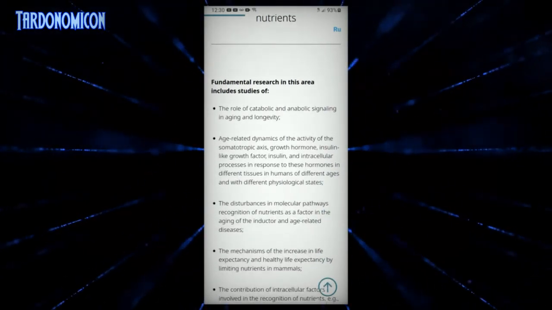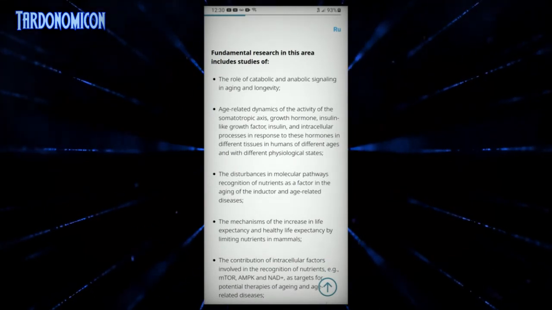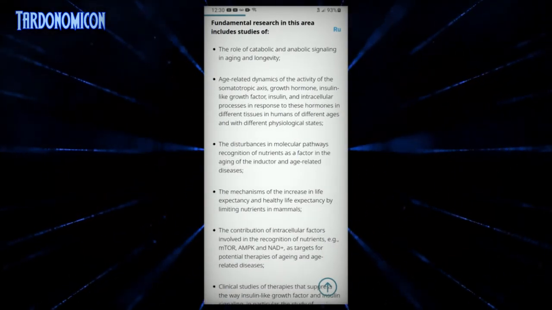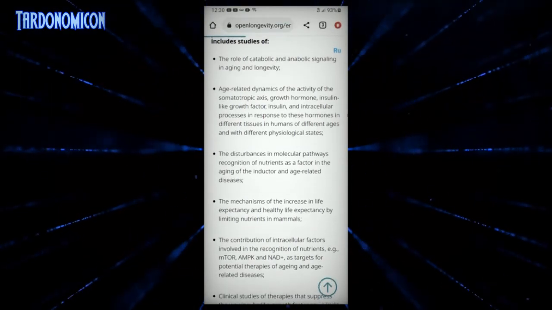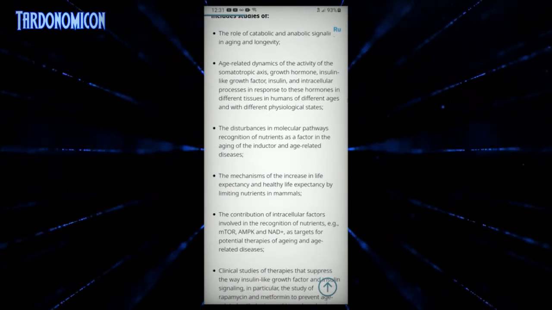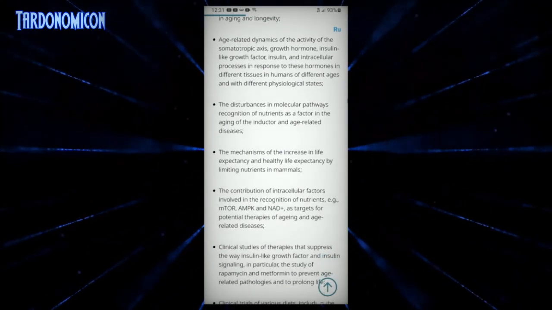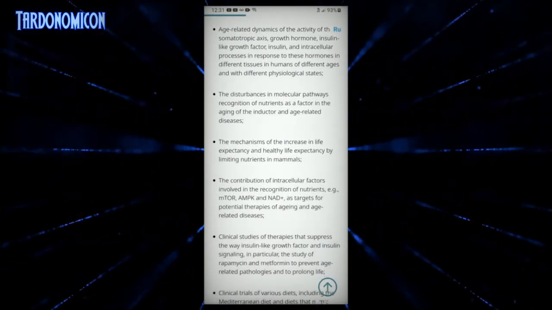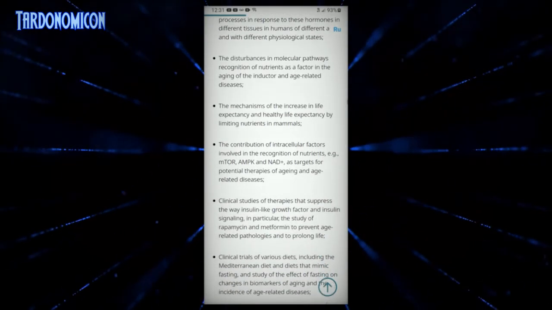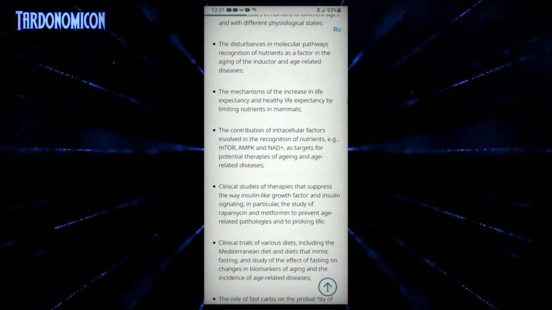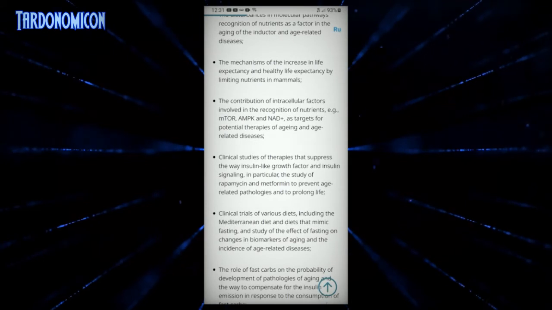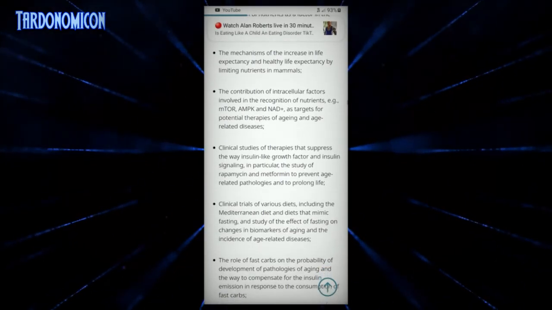Fundamental research in this area: the role of catabolic and anabolic signaling in aging and longevity. Age-related dynamics of the activity of the somatotropic axis, growth hormone, insulin-like growth factor, insulin, and intracellular processes in response to these hormones in different tissues in humans at different ages. The disturbances in molecular pathways, recognition of nutrients as a factor in aging and inductor of age-related diseases, the mechanisms of increase in life expectancy.